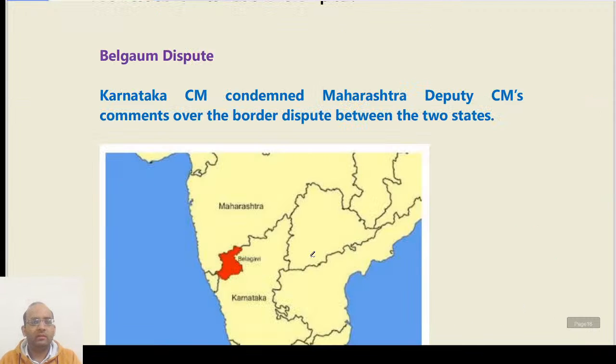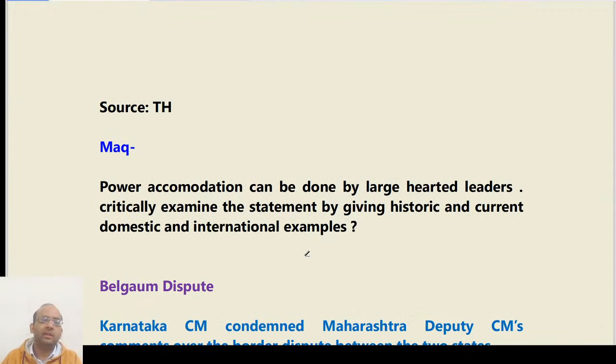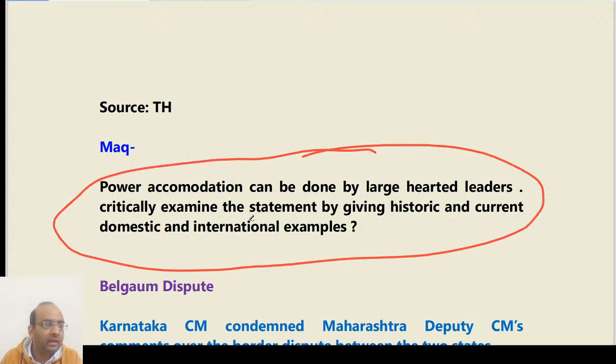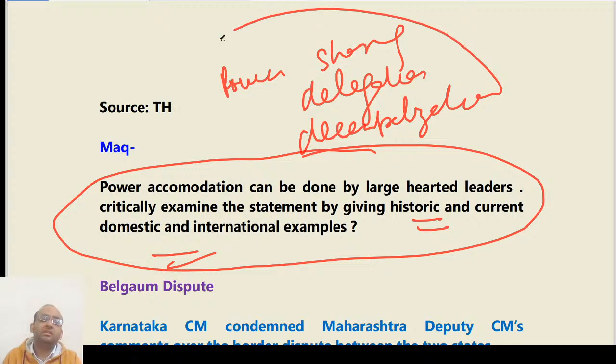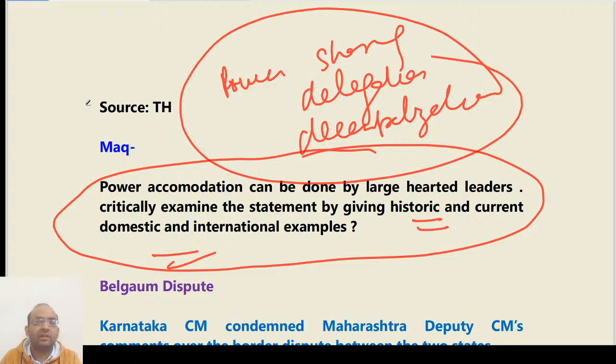So coming to the main answer of the question: power and accommodation can be done by large-hearted leaders. Critically examine the statement by giving historic and current domestic and international examples. See, always remember power sharing, power accommodation, power delegation, power decentralization is not an easy task.